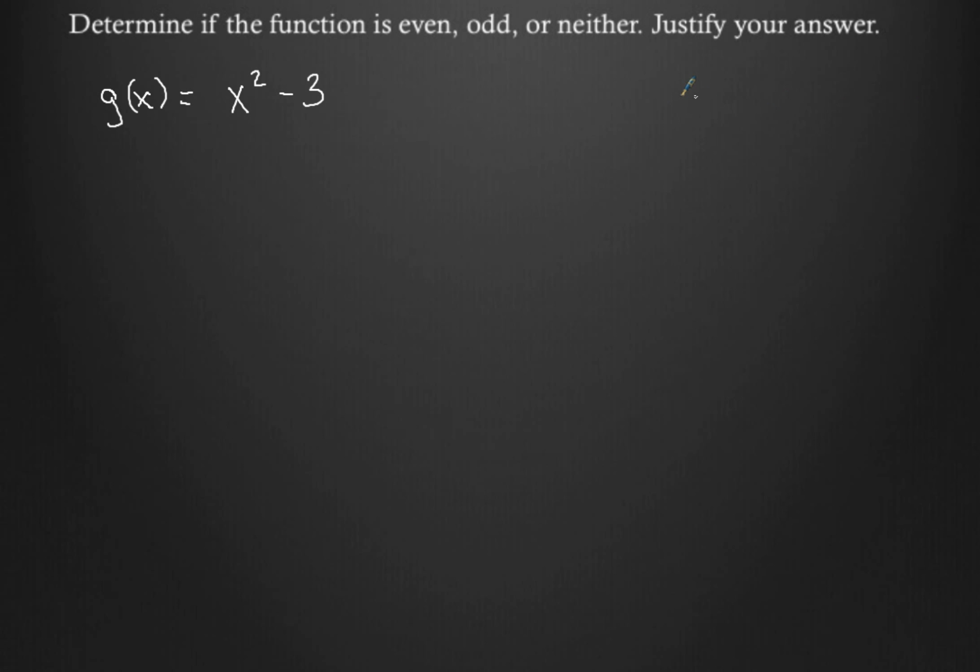What we're going to do is take negative x, and substitute that anywhere that there is an x. So negative x is going to go in for x. When we do that, we'll still have blank squared here and then minus 3, but the only difference is in that blank space, we're just going to put in negative x. Now when we square negative x, notice we get x squared. So g of negative x is going to be equal to x squared minus 3.